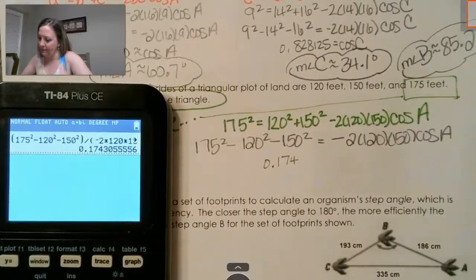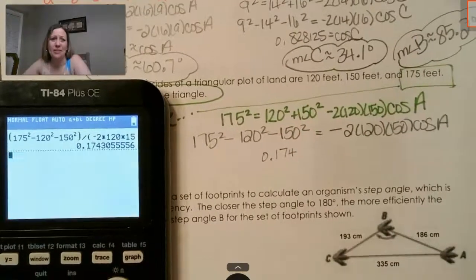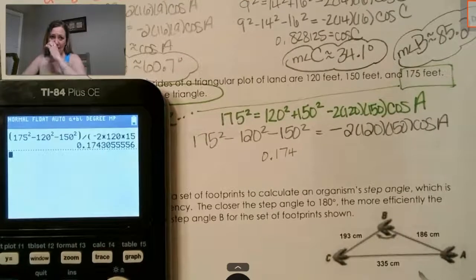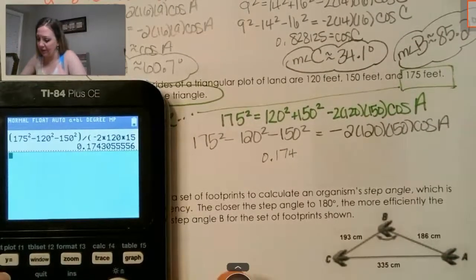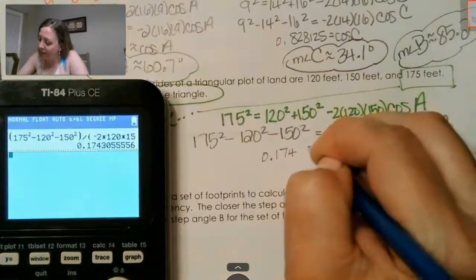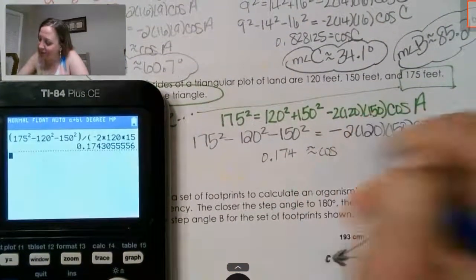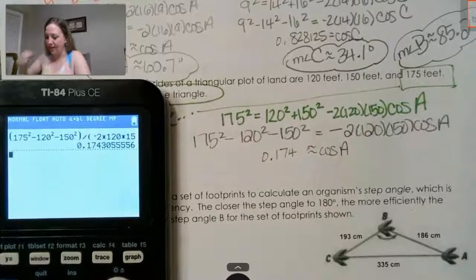That doesn't make sense. No, it does make sense. I was just thinking that it had to be obtuse, but it doesn't have to be obtuse to be the largest angle. I'm hallucinating over here. All right, so we get that -0.174 is about equal to the cosine of A.